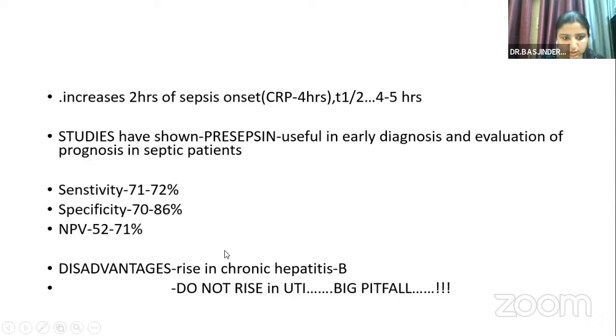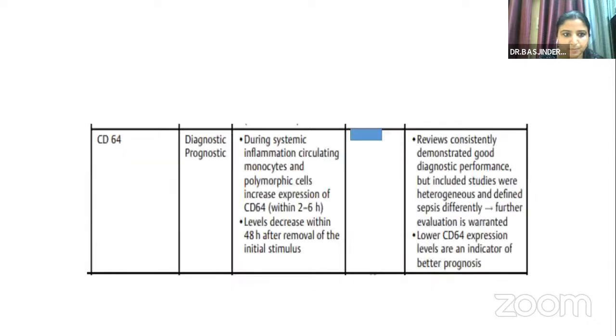But the disadvantages which I could gather from literature were that it rises in chronic hepatitis B also. Pathology I couldn't get. And the biggest pitfall was that it does not rise in UTI. Still the pathology is not known, but UTI forms a major chunk of our patients in the ICU. So it has a disadvantage that it does not rise in UTI.